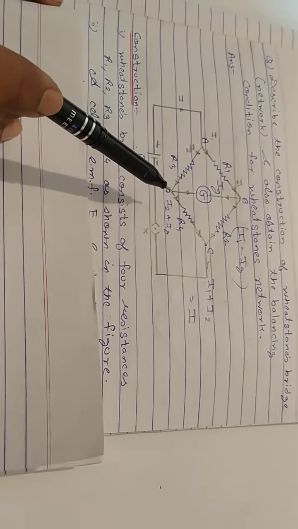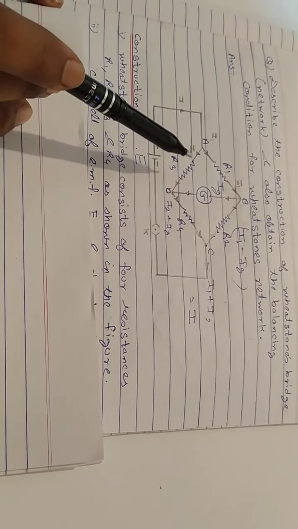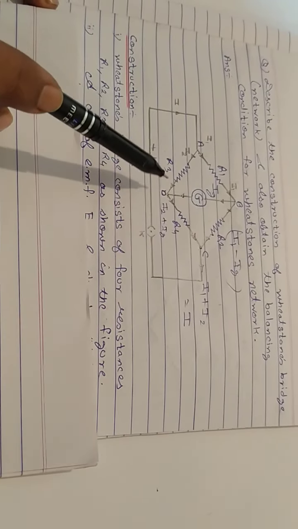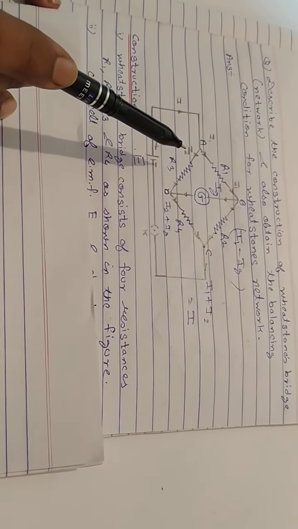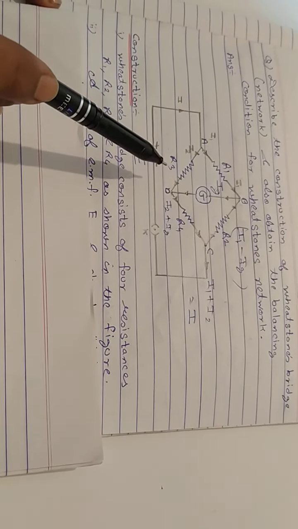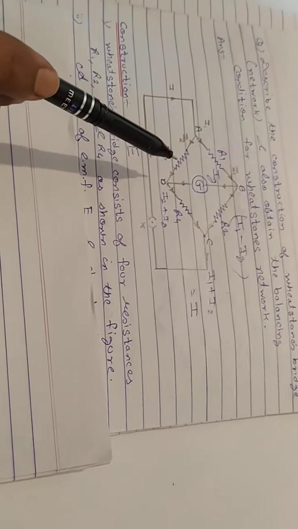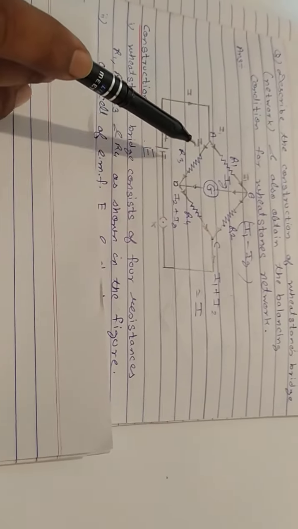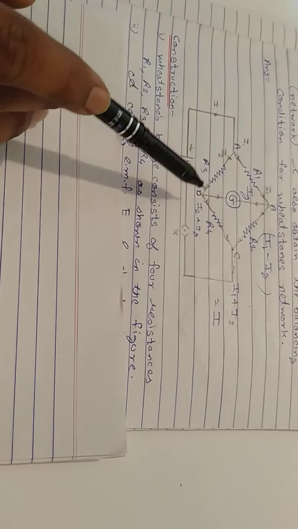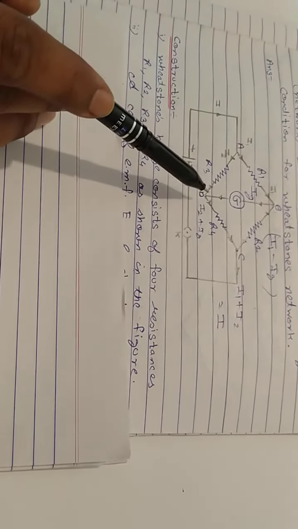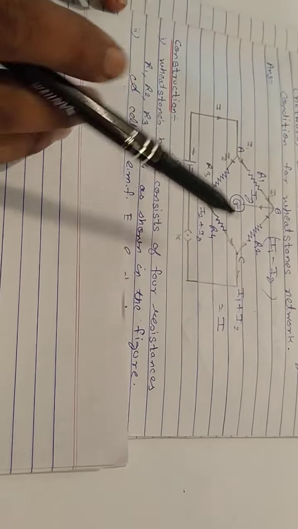Now the next path is from D to A. What component do we come across? R3. What is the current flowing through R3? I2. The multiplication of I2 and R3 is the potential difference across R3. But my direction of tracing is D to A, and the direction of current is from A to D. The direction of tracing and the direction of current are opposite. Therefore the product is positive.